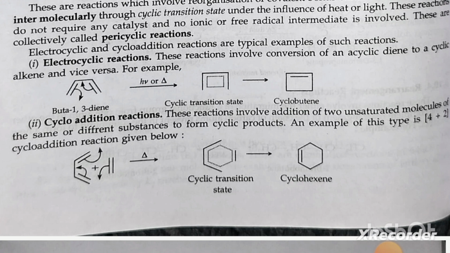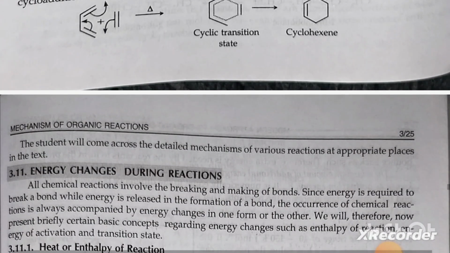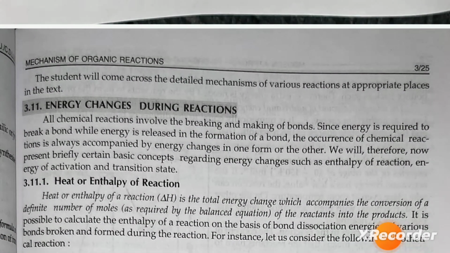Second, cycloaddition reactions. These reactions involve addition of two unsaturated molecules of the same or different substances to form a cyclic product. An example of this type is the 4+2 cycloaddition reaction given below. The student will come across the detailed mechanisms of various reactions at appropriate places in the text.